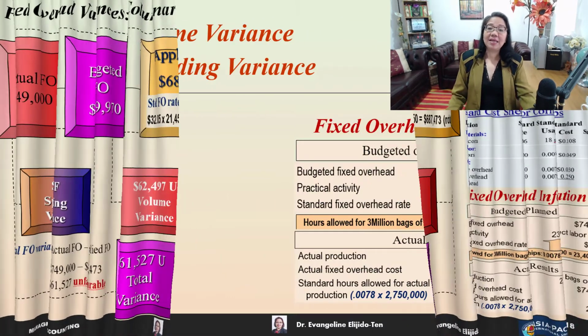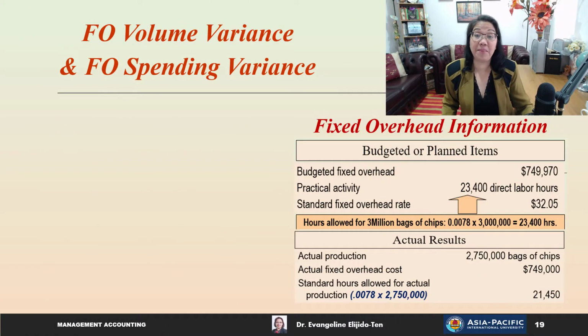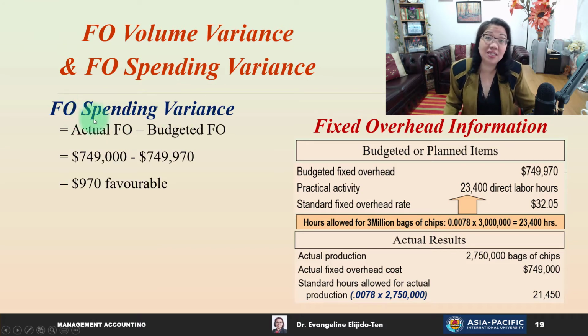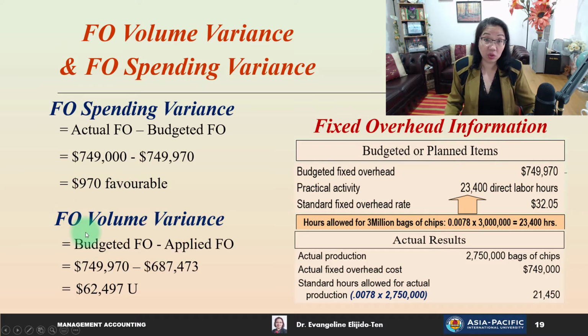All right. Let's now move on to the formula method. The formula for fixed overhead spending variance is simply actual fixed overhead minus budgeted fixed overhead, and that gives us the same figure, $970 favorable. For the volume variance, it's simply the budgeted fixed overhead minus the applied fixed overhead, and that gives us $62,497 unfavorable. Well, that is it for the calculation of variances.